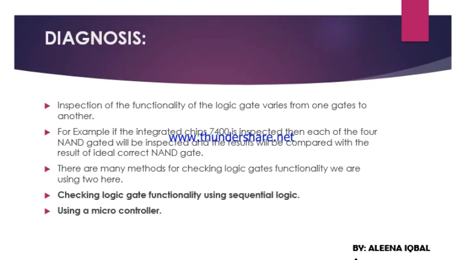Diagnosis. Inspection of the functionality of the logic gates varies from one gate to another. For example, if the integrated chip 7400 is inspected, then each of the 4 NAND gates will be inspected and the result will be compared with the result of an ideal correct NAND gate. There are many methods of checking logic gates functionality. We are using two here.